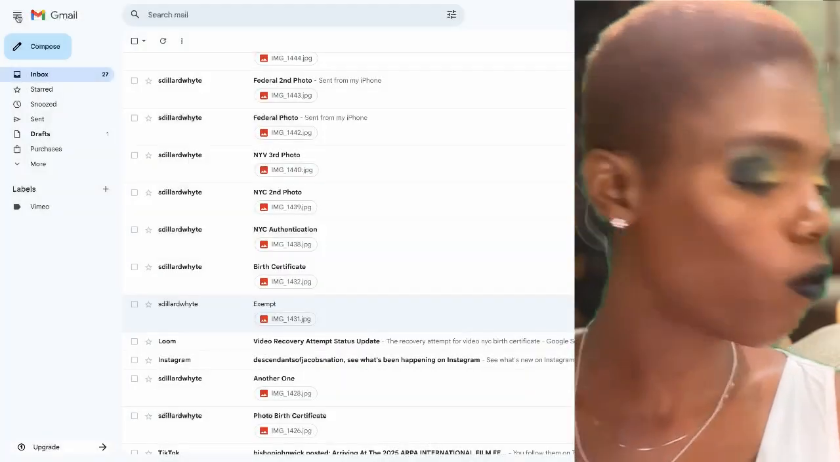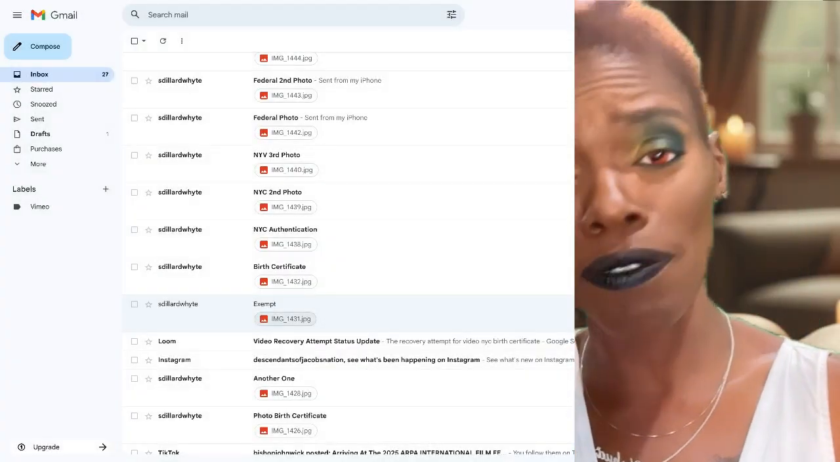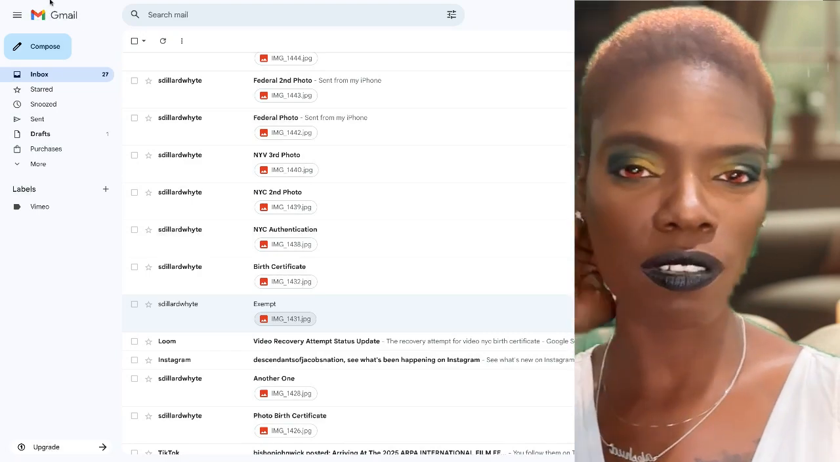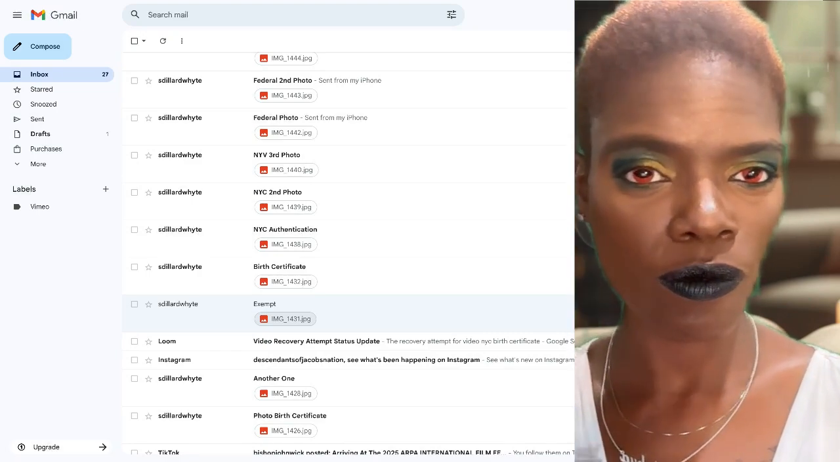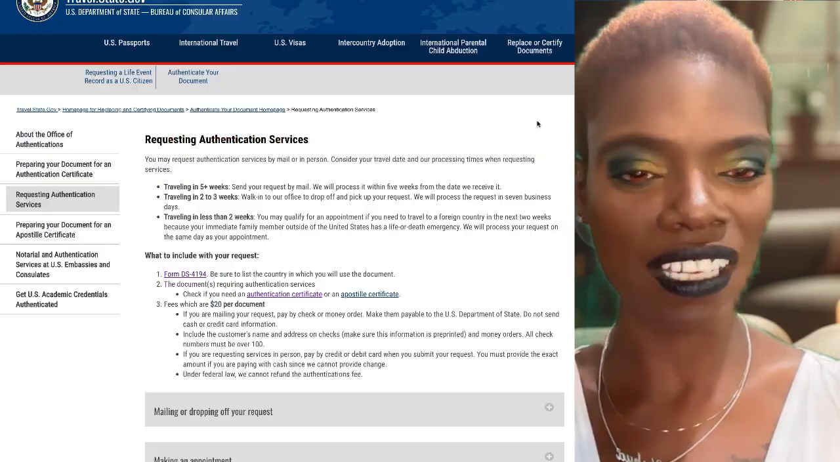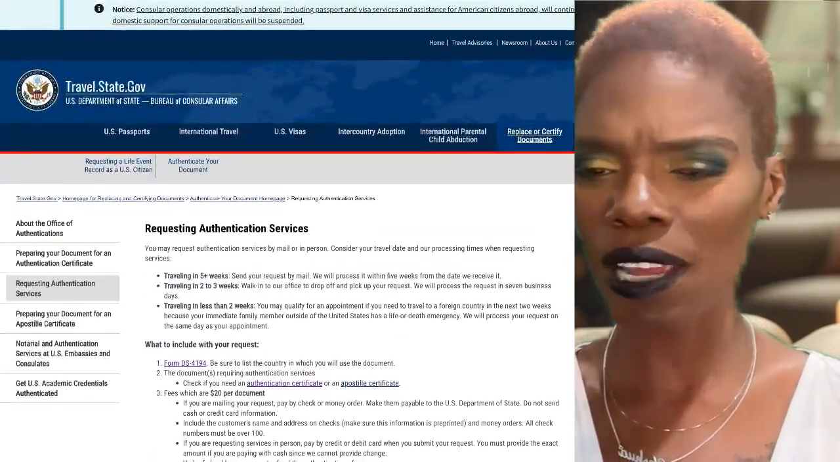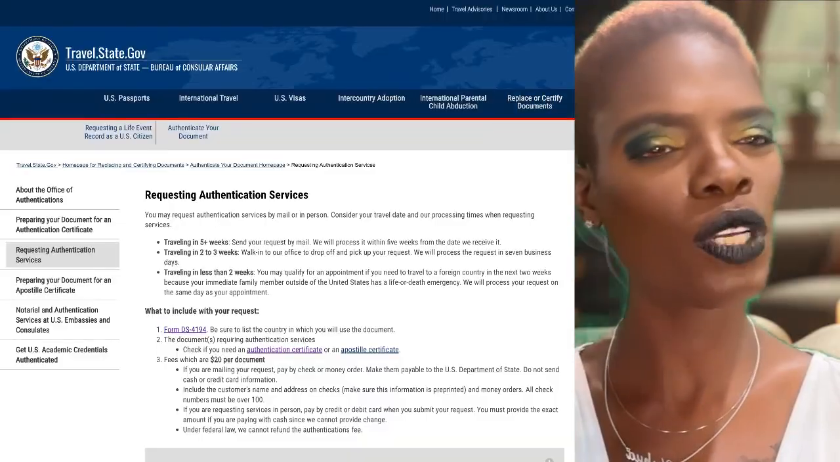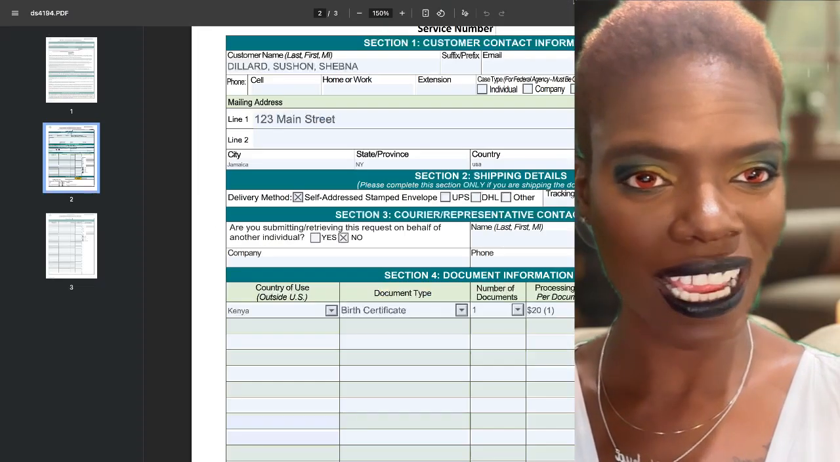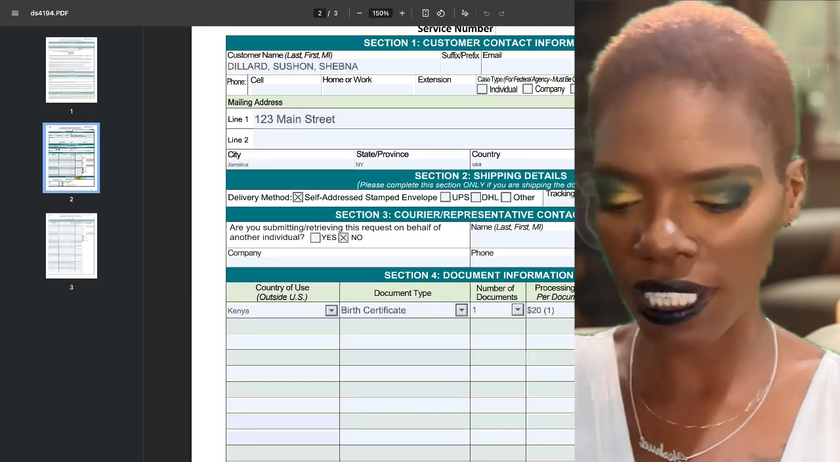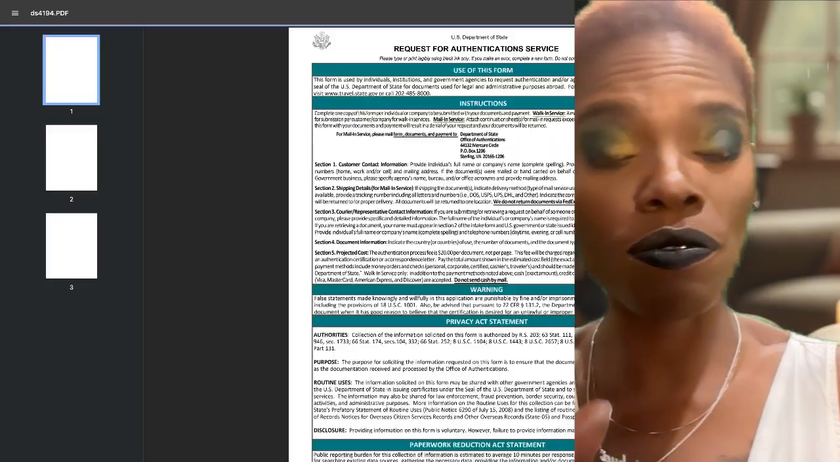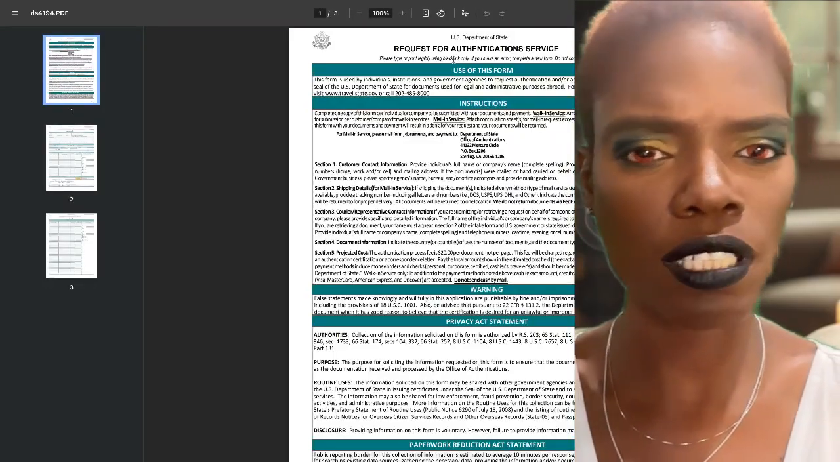So now we are going to go over to the 5th and final step. We're now going to authenticate it on the federal level. You will come to this website where you can get the form DS-4194, which I have up already for us. I'm going to refresh the page and we're going to fill it out together.